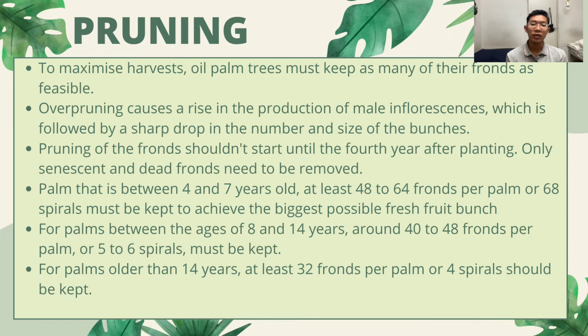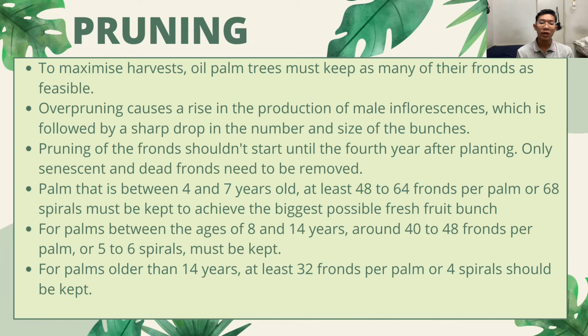Pruning of the fronds shouldn't start until the 4th year after planting. Only senescent and dead fronds need to be removed. For palm that is between 4 and 7 years old, at least 48 to 64 fronds per palm or 6 to 8 spirals must be kept to achieve the biggest possible fresh fruit bunch.